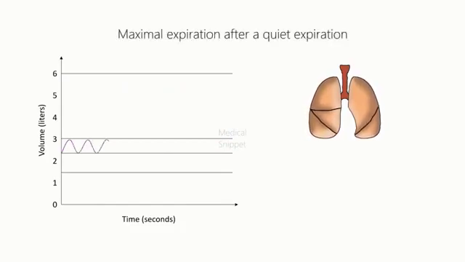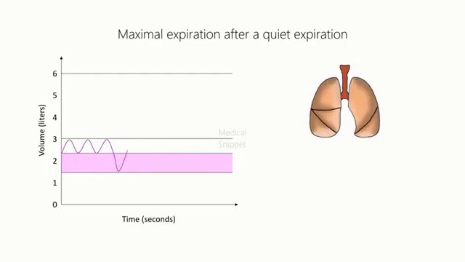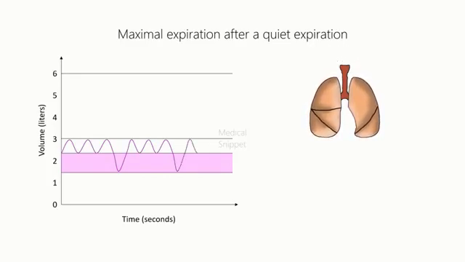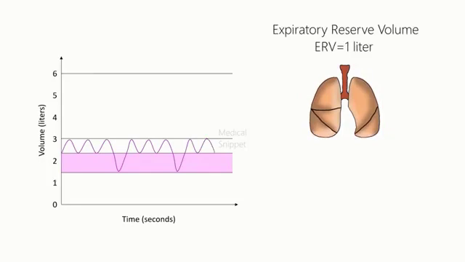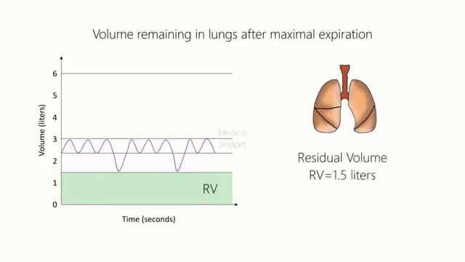The maximum volume of air that can be expired after a quiet expiration is called expiratory reserve volume. Expiratory reserve volume is about 1 liter. The volume of air remaining in the lungs after maximal expiration is called residual volume. This volume prevents the collapse of the alveoli.